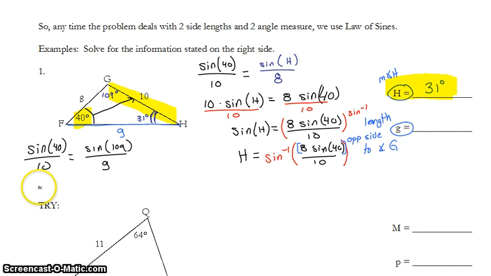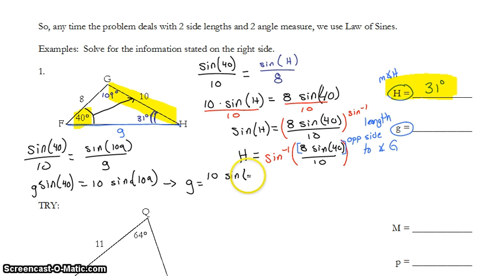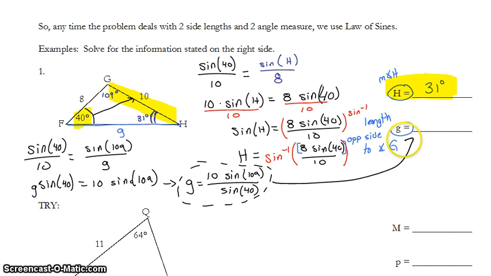Cross multiply, I get G times the sine of 40 equals 10 times the sine of 109. I have to divide both sides by sine of 40. I get that G is equal to 10 times the sine of 109 divided by the sine of 40. Again, I am not going to round any of this until I get to this stage. Put it in my calculator. That's going to give me my answer here.